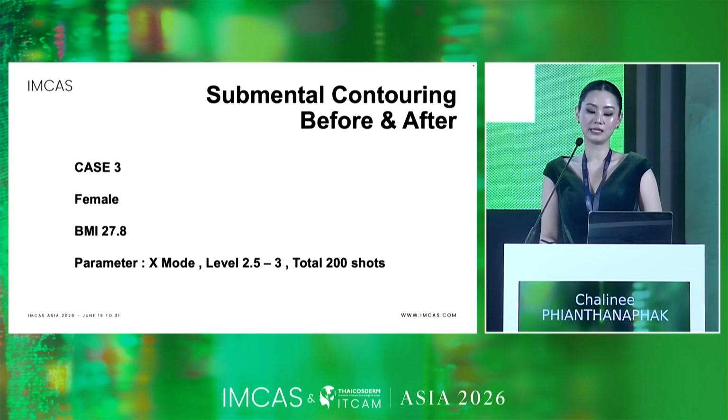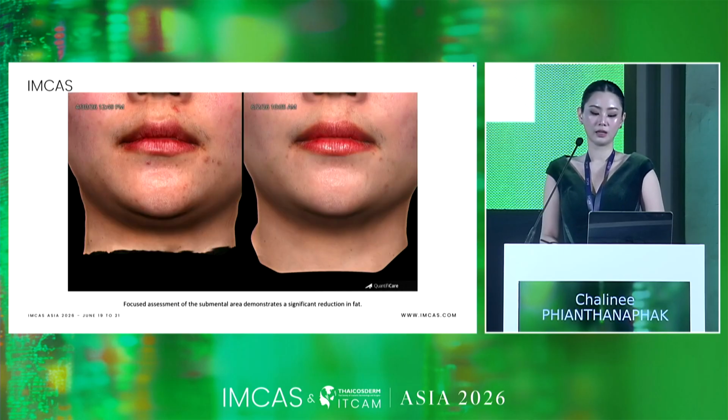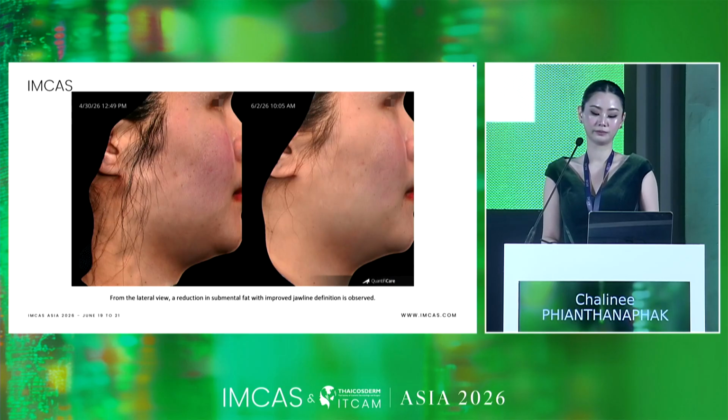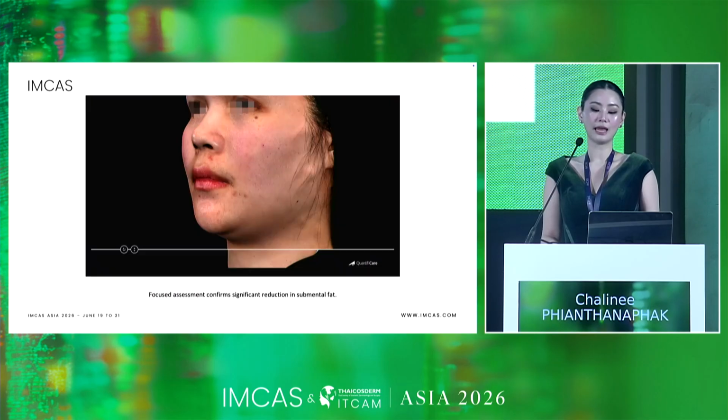And case 3 is another high BMI patient we treated with 200 shots in X mode. From the frontal view, the lower face appears more contoured with reduced submental fullness. In the focused assessment, we can see a significant reduction in the double chin. And from the lateral view, a reduction in submental fat with improved jawline definition is observed. And this video further confirms significant reduction in the submental fat.